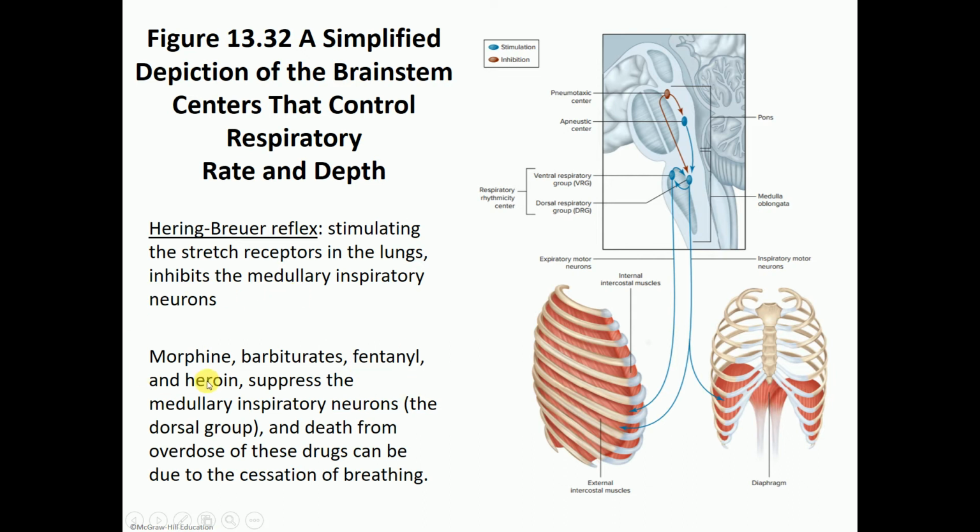Different drugs like morphine, barbiturates, fentanyl, and heroin can suppress the medullary inspiratory neurons and can eventually lead to death due to respiratory failure because of the inhibition of that respiratory center. The reflex that we talked about that was initiated due to the stimulation of the stretch receptors is known as the Hering-Breuer reflex.